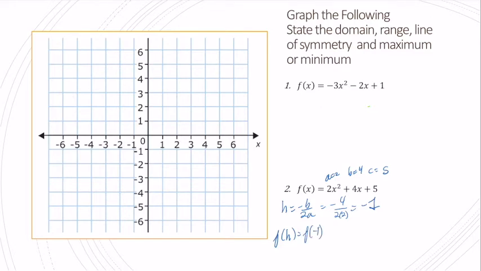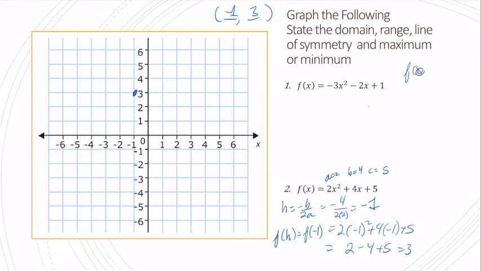So right now I have my vertex x is negative 1, but I don't know what the other coordinate is. We'll find that out. So I get 2 times negative 1 squared plus 4 times negative 1 plus 5. That gives me 2 minus 4 plus 5. 2 minus 4 is a negative 2 plus 5 is 3. So I have when x is negative 1, y is 3. I need to find a couple more points.